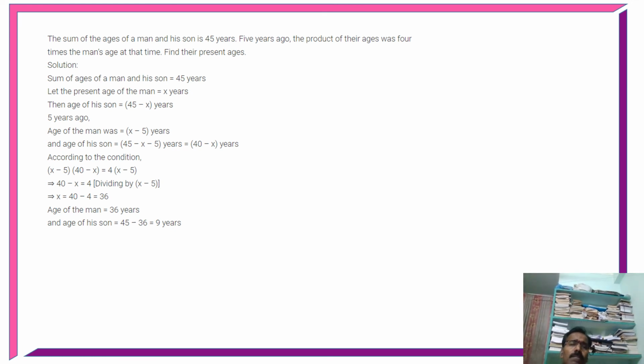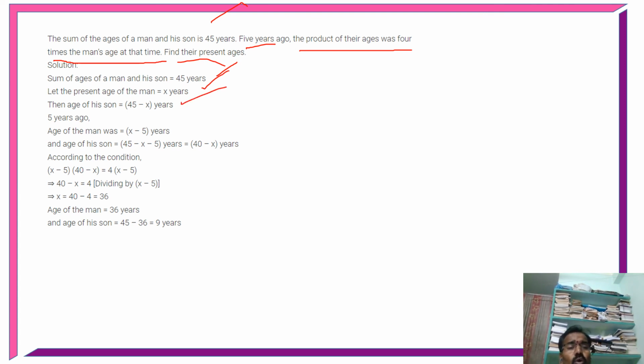Here a problem based on ages is given. The sum of the ages of a man and his son is 45 years. 5 years ago; ago means minus. 5 years ago, before, minus. Hence, from now, after, plus, students, remember that. 5 years ago, the product of their ages was 4 times the man's age at that time, meaning his past age. Find the present ages. Let us take the sum of their ages as 45. So if the present age of the man is x, the son's will be 45 minus x.